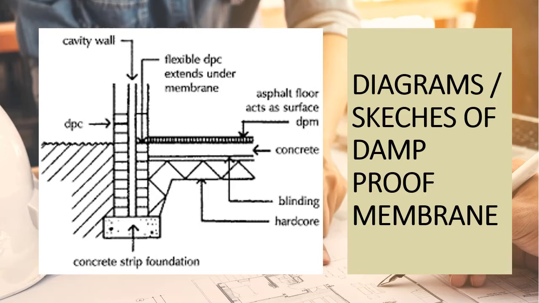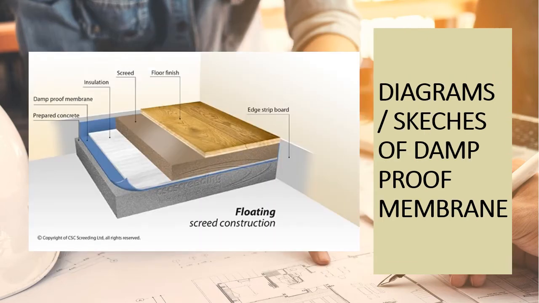Next, we will be seeing the diagrams or sketches of the damp-proof membrane. As you can see, the damp-proof membrane is placed on the concrete to prevent moisture transmission to the floor. This is another diagram so that you can see the damp-proof membrane is put between the concrete and insulation.